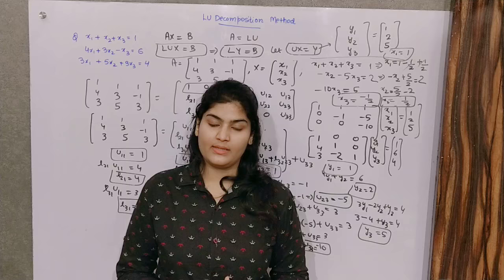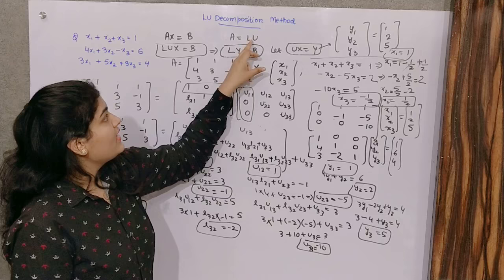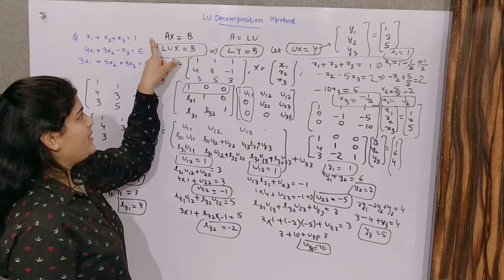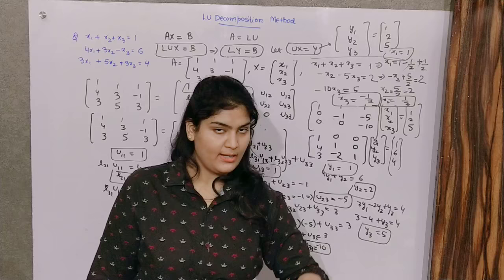So that's why you must know how you can find out the values by splitting the matrix into L and U, and then putting it back into these forms. Consider this AX equals B form, put the value of A as LU, consider UX as Y, find out the variables of Y, and then find through that the value of x. I hope you understand it.